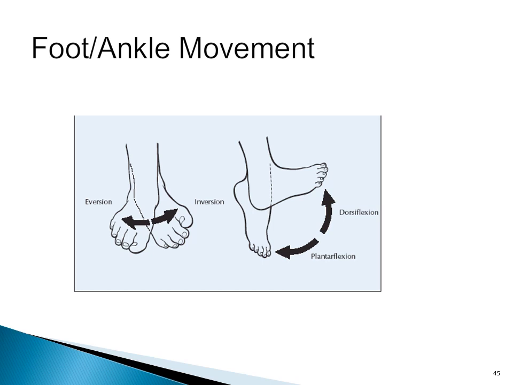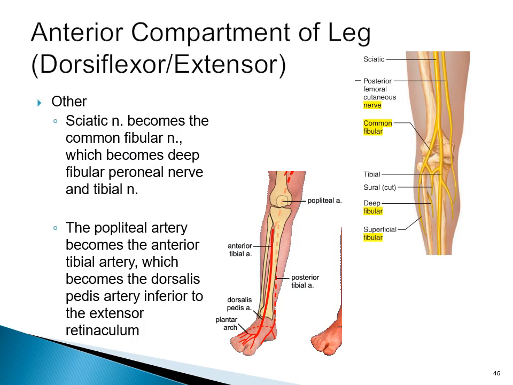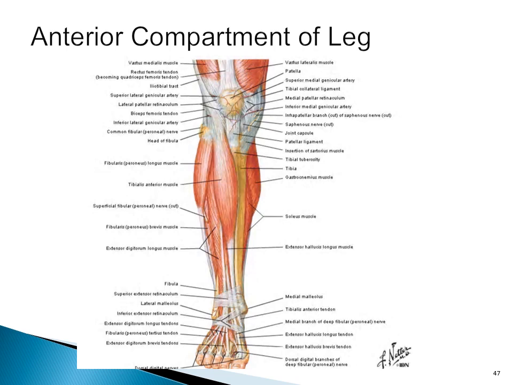This slide shows the movements of the foot and ankle: eversion, inversion, dorsiflexion, plantar flexion. This slide shows the nerves and arteries associated with the anterior compartment. The sciatic nerve becomes the common fibular nerve and the tibial nerve. The popliteal artery becomes the anterior tibial artery, which becomes the dorsalis pedis artery, which is inferior to the extensor retinaculum. Dorsalis pedis artery you will palpate in physical exam. This slide shows the muscles and tendons associated with the anterior compartment.